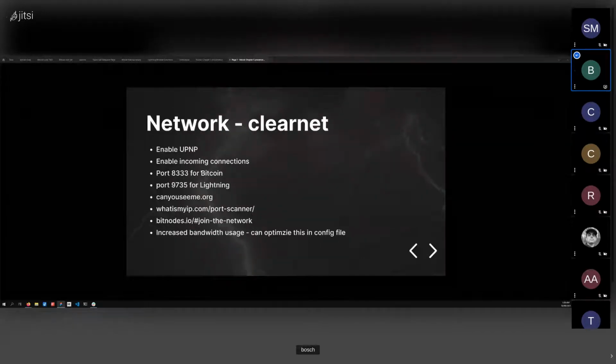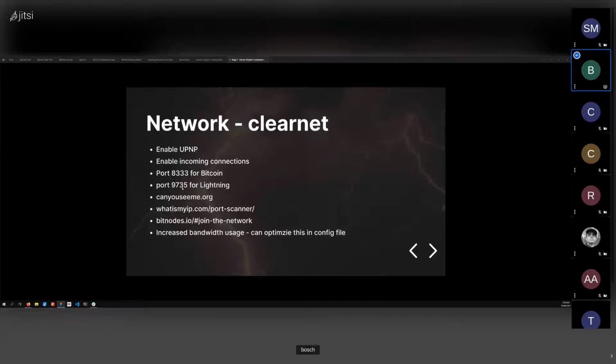There's the ports for Bitcoin and Lightning. These are just some websites that were listed in the book that you can go check to see if these ports are open. So once you've done the configuration or enabled UPnP, you can go see if those ports are open, just to know if your Bitcoin node or your Lightning Network node is receiving inbound connections.